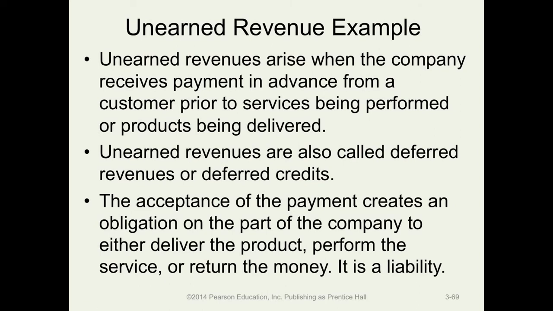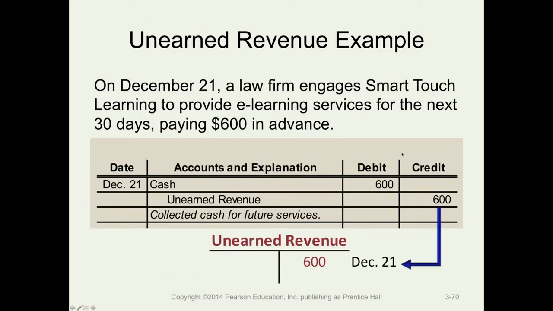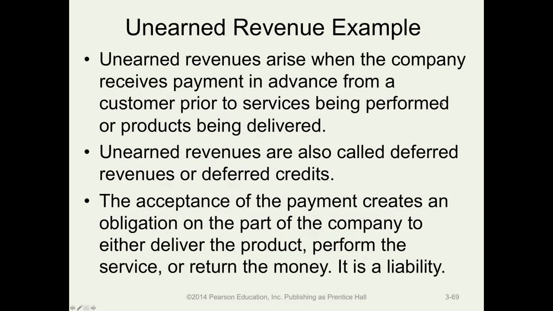Deferred revenues are also called unearned revenues or deferred credits. Here, unearned revenues arise when a company receives cash in advance of providing services or goods or products being delivered. It means that it's an advance collection. Unearned revenues, as we said, are also called deferred credits or deferred revenues. And the advance payment, again, creates an obligation. So it is a liability to either deliver goods or provide services.